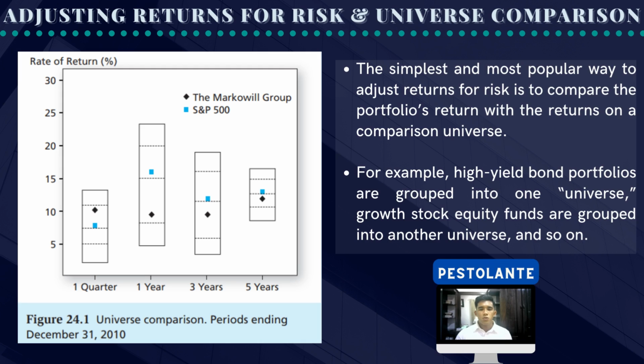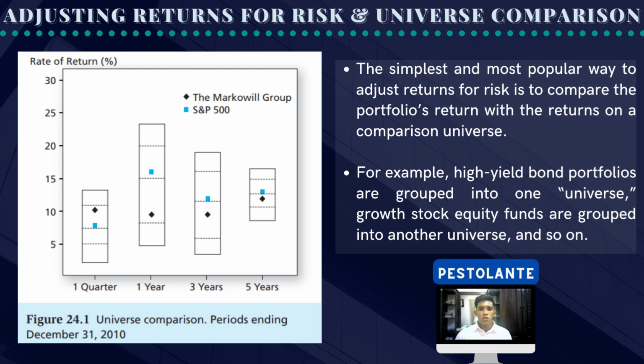The most common way to adjust returns for risk is to compare the portfolio's return with the returns on a comparison universe. For example, high-yield bond portfolios are grouped into one universe, while gold stock equity funds are grouped into another universe, and so on. The usually time-weighted average returns for each fund within the universe are ordered, and each portfolio manager receives a percentile ranking depending on relative performance within the comparison universe. For example, the manager with the ninth best performance in a universe of 100 funds would be the 90th percentile manager, which means he or she performed better than 90% of all competing funds over the evaluation period.